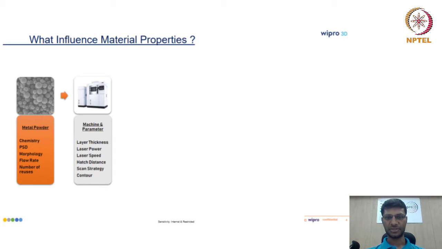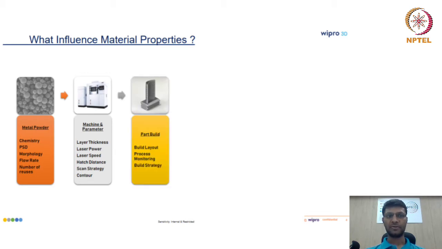Then hatch distance, the spacing between the neighboring scan vectors, which is designed to allow a certain degree of remelting of the previous weld track to ensure the coverage of the region to be melted. And then the scan strategy. There are different scan strategies that also affect your material properties, and the contour, which can affect the surface finish of the final product.